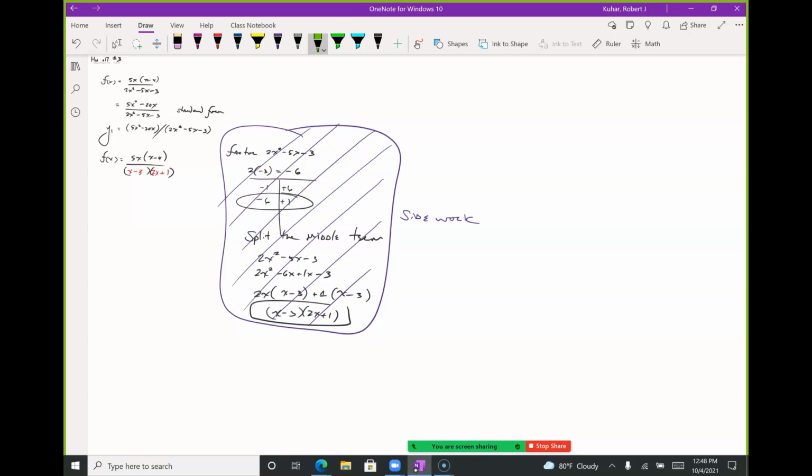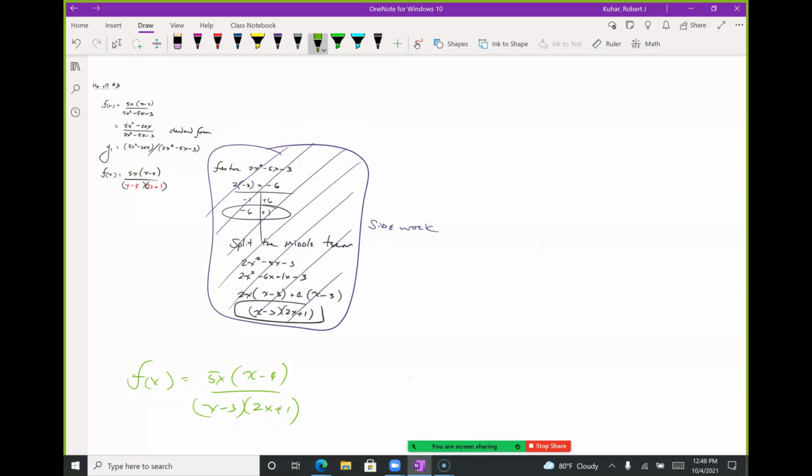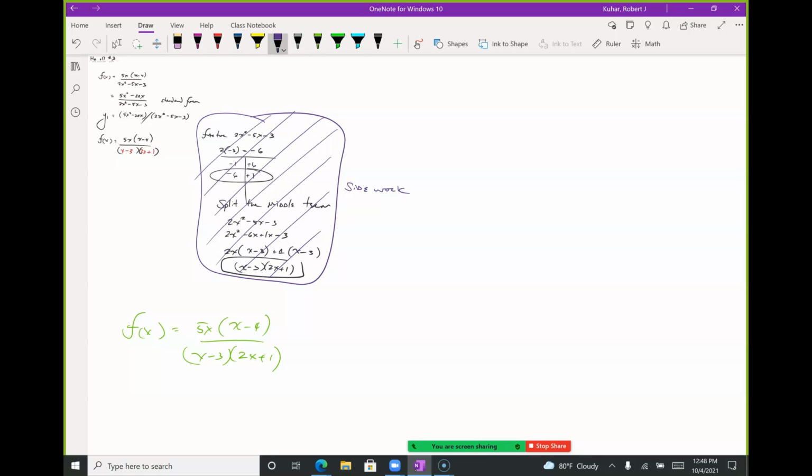So now, here's my function in factored form, right? 5x times x minus 4, over x minus 3 times quantity 2x plus 1. So this happens to be my reduced form. It doesn't reduce, nothing cancels. If something canceled, I'd have a third new form, right? But I want to make sure I address my domain here.